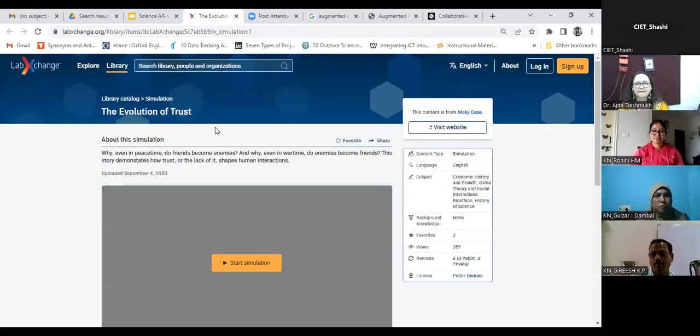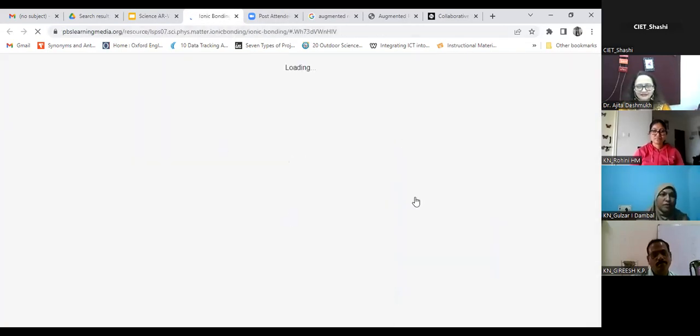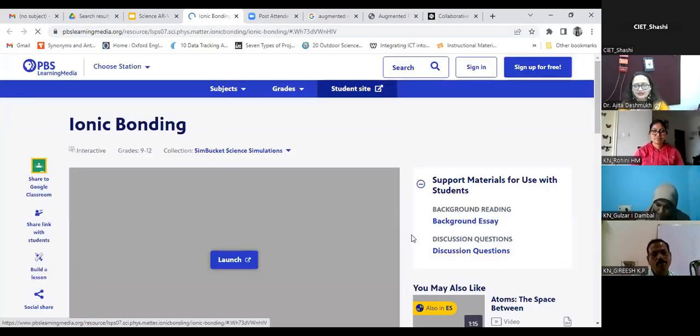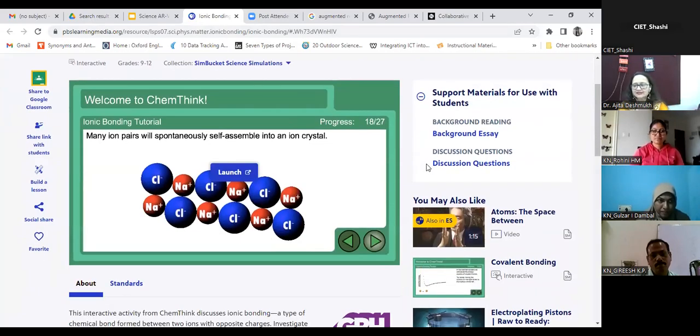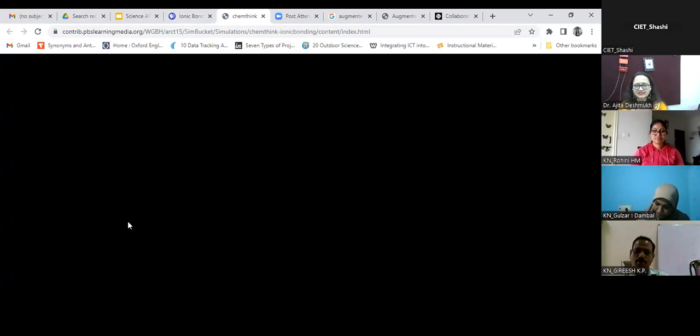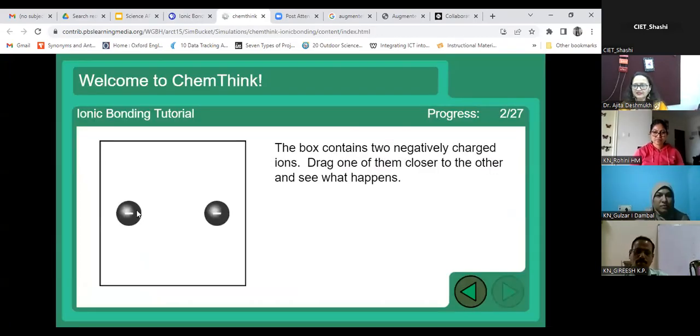I want to show it, but I'll just take you to a few more and then you will do this. So this is about the ions that I think Rohini was talking about in the water you add salt. So this is a stepwise, so it's like about the like charges and the unlike charges pairing.